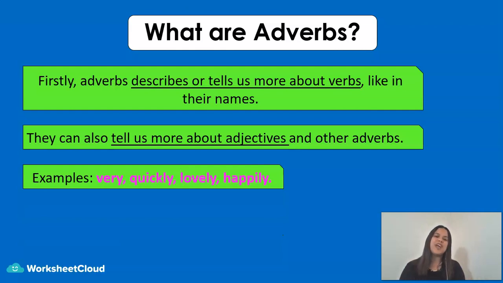There are examples of adverbs on your screen right now, like very, quickly, lovely, and happily. Those are the simple kind of adverbs that you can find in your texts or how people use them every day. So, very is a very popular word that we like to use. And later on, we're going to find out where that adverb fits into the types of adverbs.